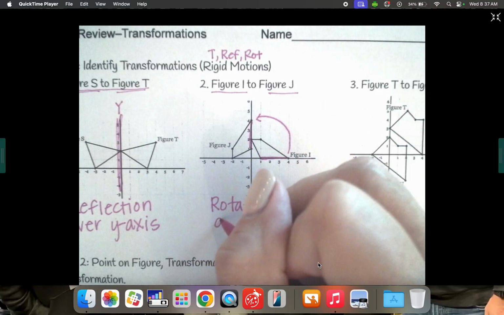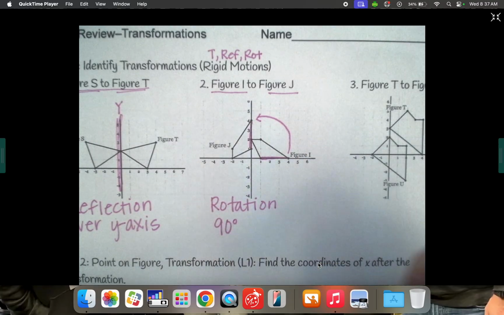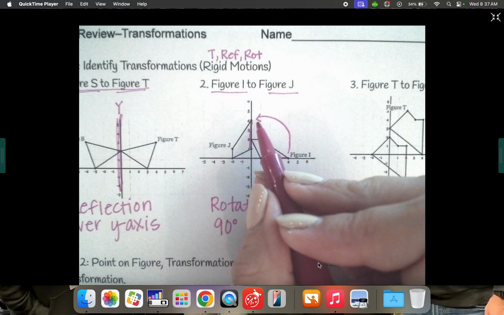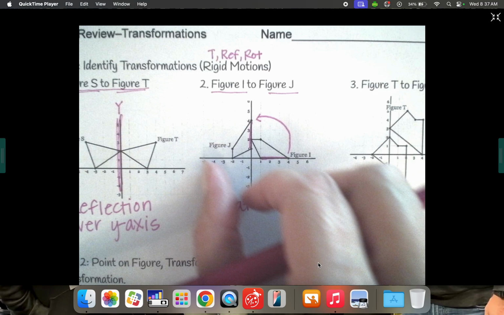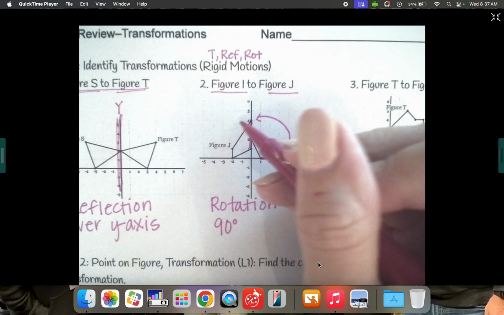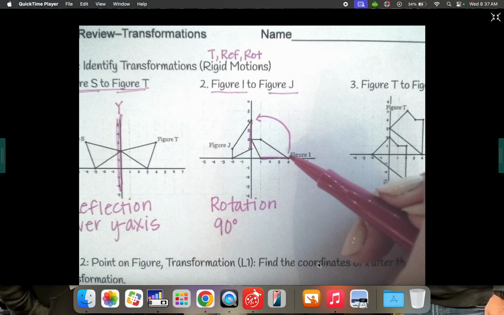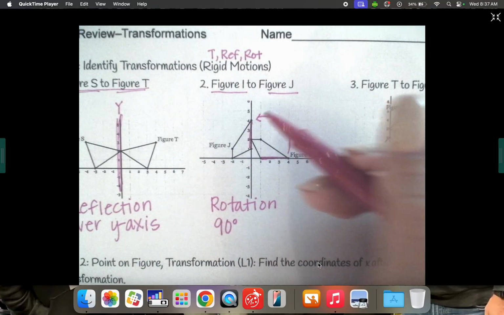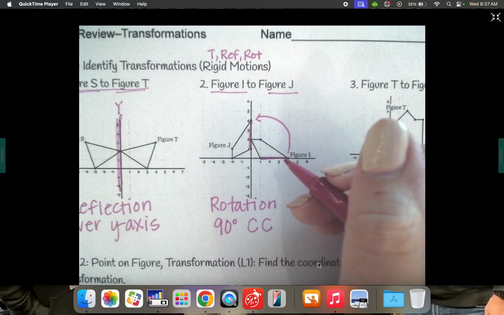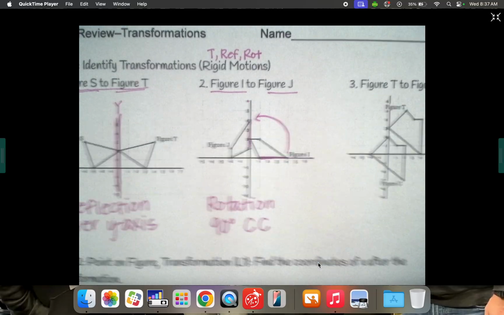and it turned 90 degrees, and remember you need to identify if it turned 90 degrees clockwise or counterclockwise. I guess it could have gone counterclockwise 270 degrees if we went down here, up here, and then back up to here. But I think it's easier just to say it turned backwards, which is counterclockwise. So a counterclockwise 90-degree rotation.